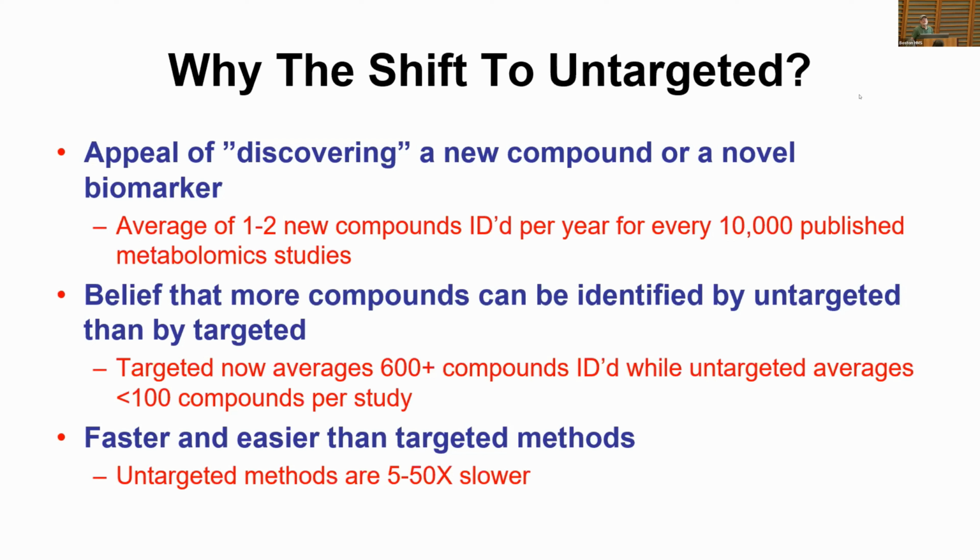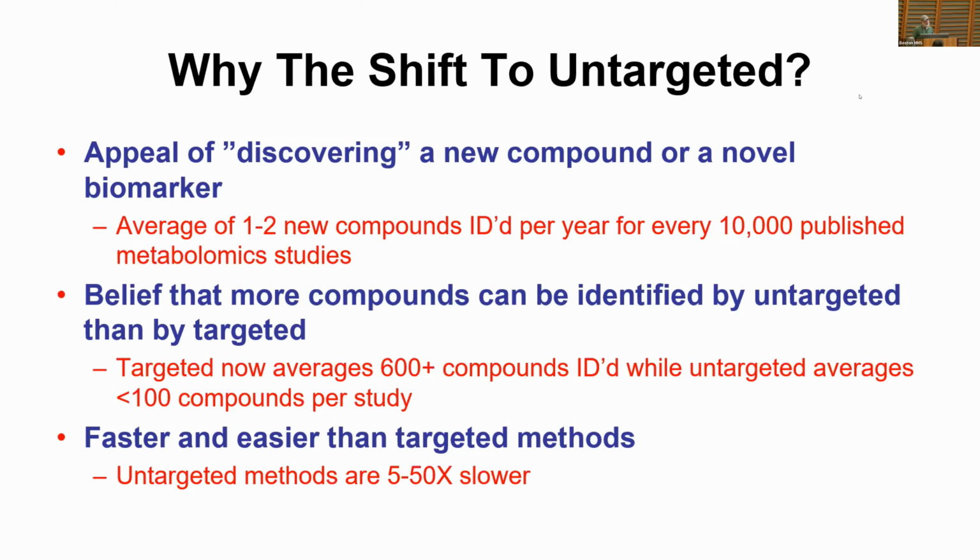On average, if you look at the untargeted papers and evaluate what they've described and published, most untargeted studies get fewer than 100 compounds. There are some labs that can go more than that, but the rule is it's typically less than 100. There's also the presumption that untargeted metabolomics is generally faster and easier than targeted metabolomics.